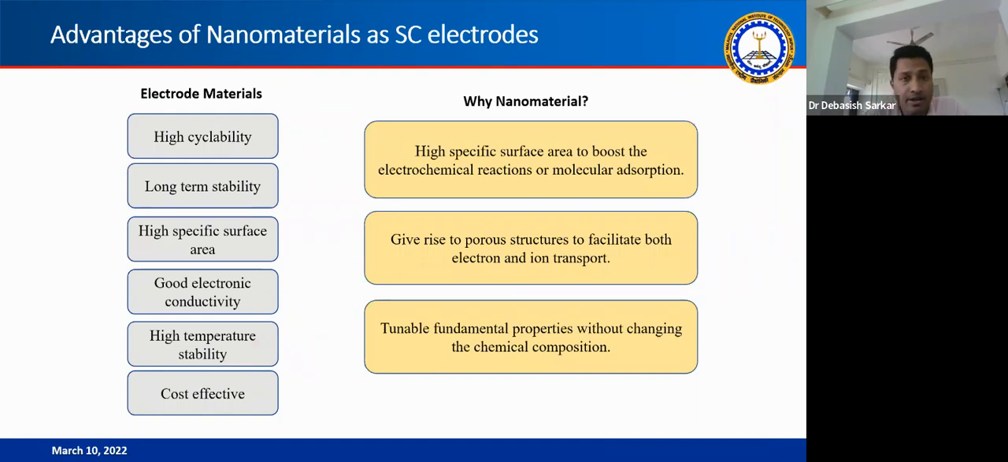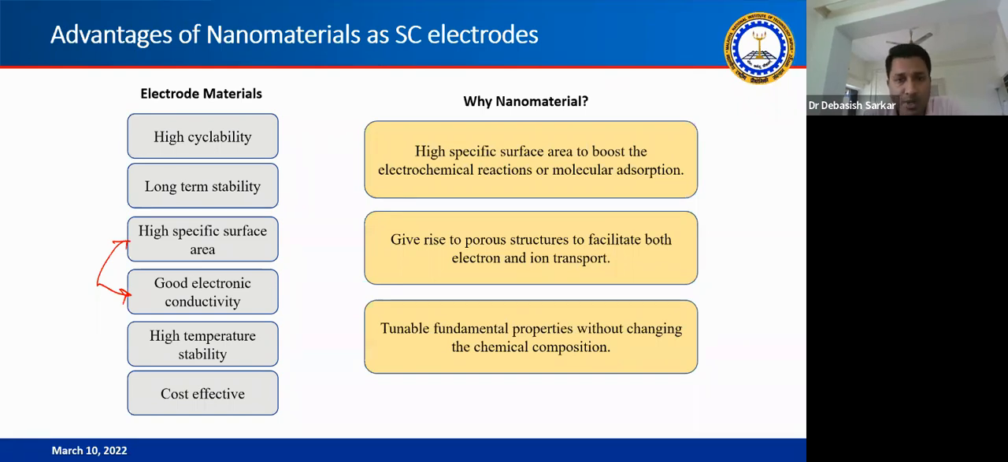So, advantages of nanomaterials for supercapacitor electrodes. We have already discussed different prerequisites of electrode materials, like high cyclability, long-term stability, chemical stability, structural stability. There should be high surface area, because the higher the surface area, the more charge storage sites, which we call reaction sites, and the higher the capacitance and the energy density. Good electronic conductivity means electrons should move unhindered during the electrochemical processes so that the total resistance of the system goes down. So the material should have high specific surface area and higher electronic conductivity. It should be temperature stable and cost effective.